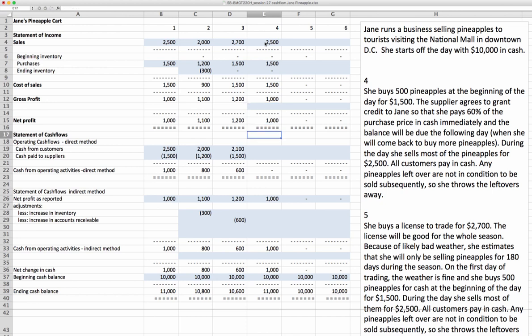And so the operating cash flows under the direct method is the $2,500 cash from customers. But of course, the cash paid to suppliers is not the whole of the $1,500. Apparently the supplier agreed to grant credit, and so she only had to pay 60% of the $1,500, which is $900.